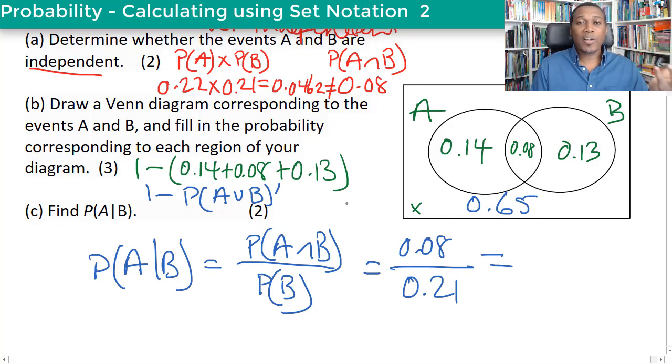So 0.08 divided by 0.21. That's what we want, 0.08 divided by 0.21, and on the calculator, you should get 0.381 as your solution. 0.381 is the probability of A given B. I'm going to stop there.